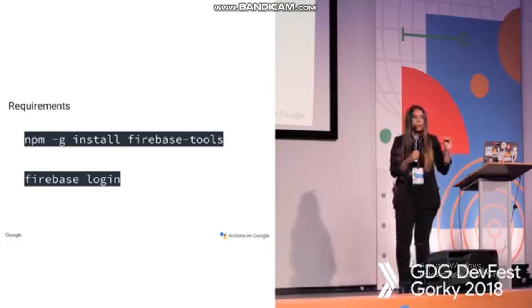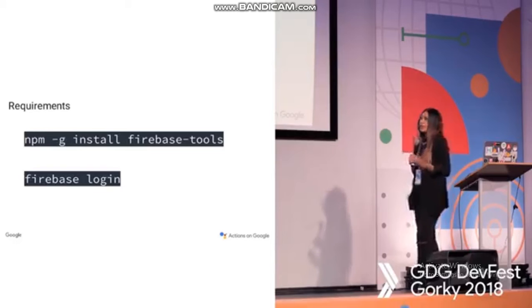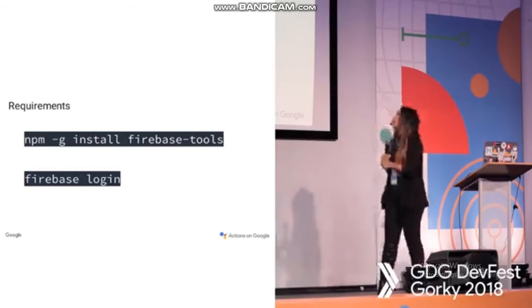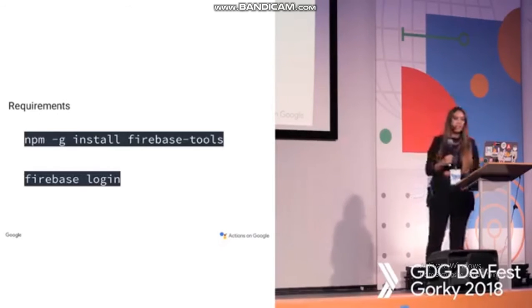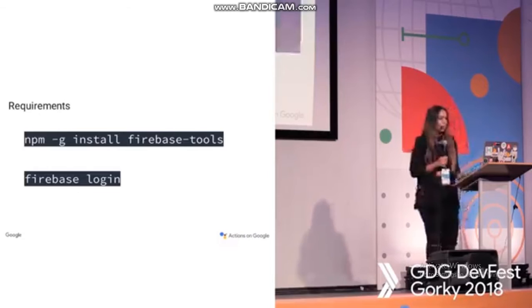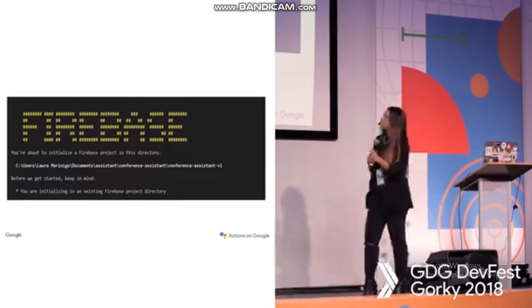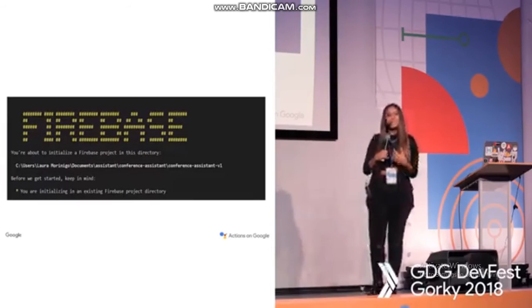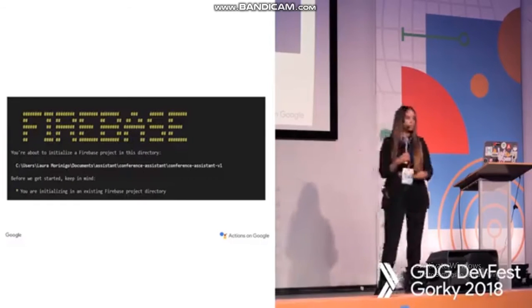So what do we need, basically? If you didn't use Firebase, first of all, you need the Firebase CLI. So remember, you're going to use npm, and you're going to install Firebase tools. Second, of course, we need to log in. Once we log in, this is my console, as you can see. You're going to have these. And then, second, you need to connect your actions on Google with Firebase.